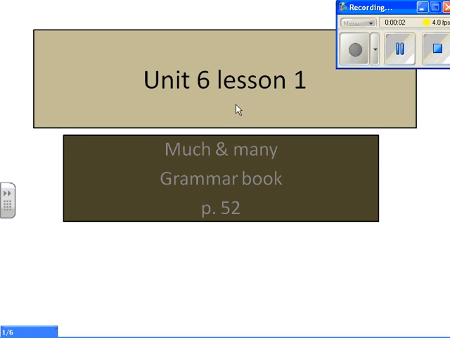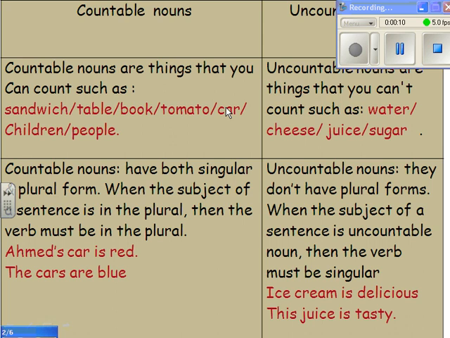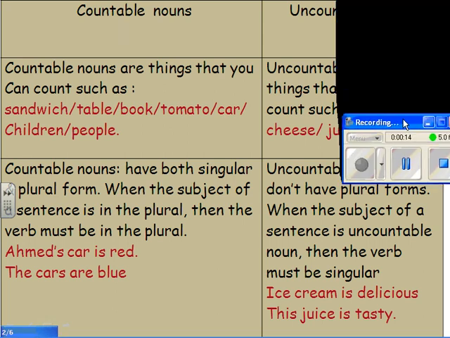Hope you are fine. Today I'm going to explain to you Unit 6, Lesson 1, the grammar: much and many. First, I want to revise with you countable nouns and uncountable nouns.